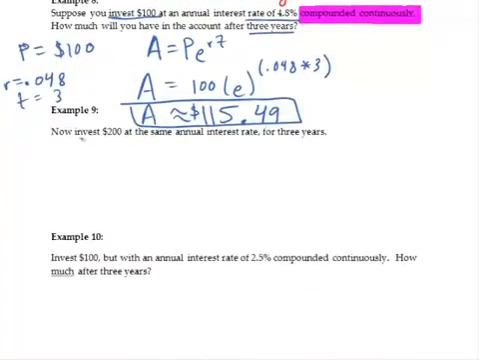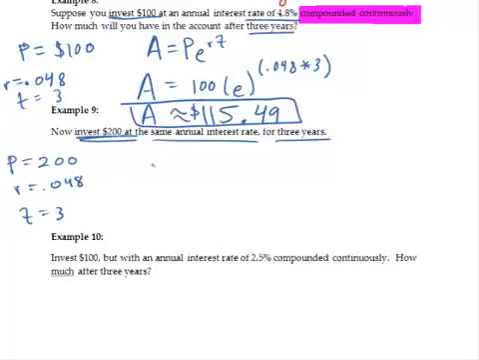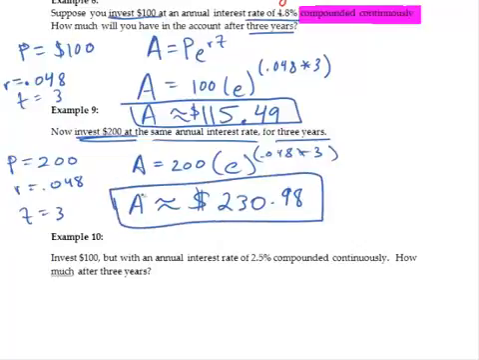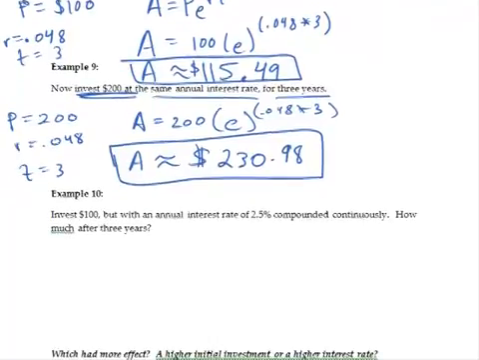Now we're going to do the same thing, except we're investing 200 at the same rate for 3 years. So P equals 200, rate equals 0.048, and T is still 3. A equals 200 e raised to the 0.048 times 3. Plug this in and A is approximately 230.98. Again, round that last one if you need to, because it's money. We're only going to 2 decimal places. So you invested 200 and earned $31 of interest. Pretty nice.